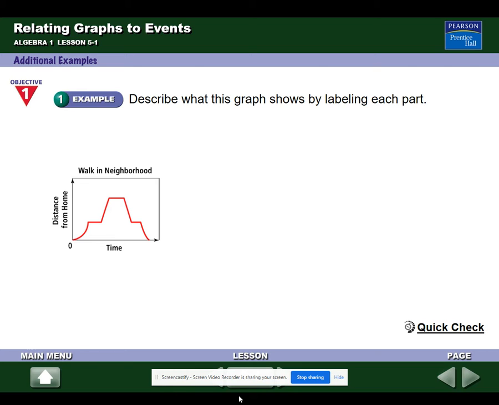And the first critical thing you must understand about a graph is what's being charted out. Notice that this is as time goes on. Notice that this is distance from home, okay? And the title is walk in a neighborhood. So we're talking about somebody who's walking, and as time goes on, their distance from home is doing what you see in the graph, okay? Notice that they finished where they started. That means that they arrived back home, okay?